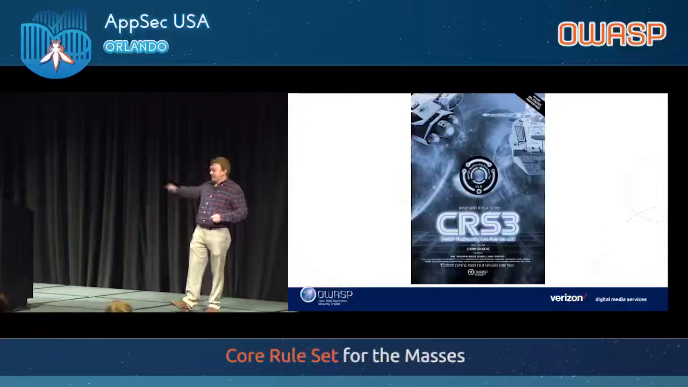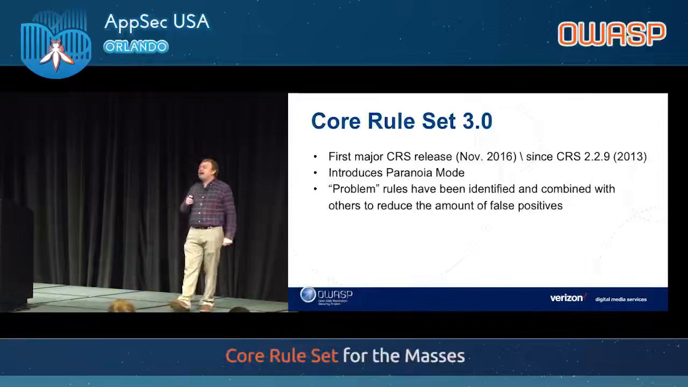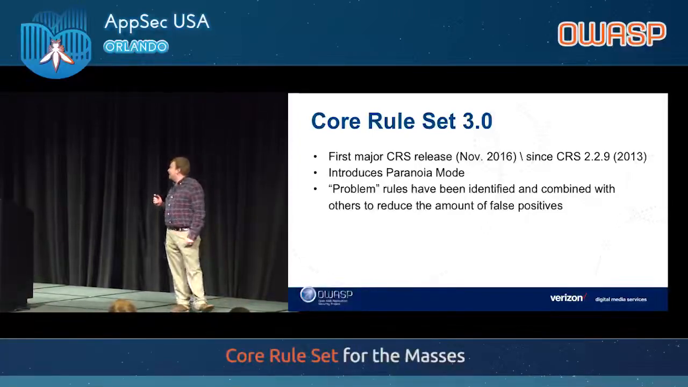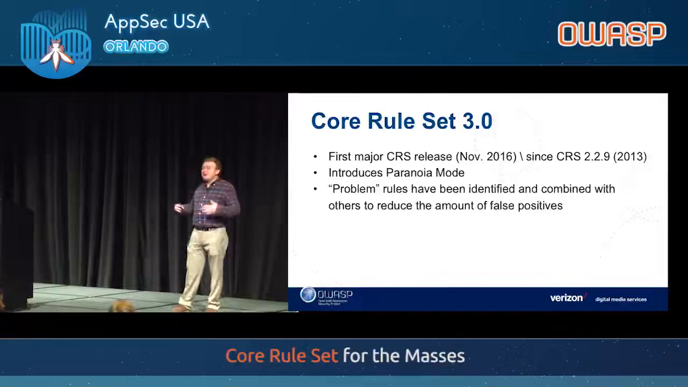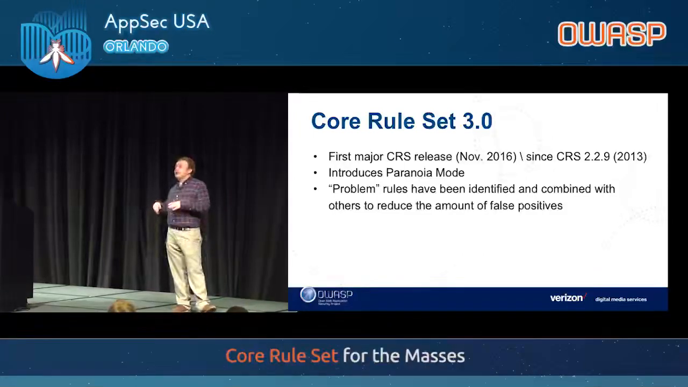On to CRS 3.0. I put this in because it has a movie poster, and a ModSecurity rule set with a movie poster is good in my books. It's the first major CRS release since 2.2.9, which was in 2013, and it includes the paranoia mode, which I will detail more in a second. Lots of what we'll call problem rules have been identified and removed. Some of them have been combined with others. It's a much more concise rule set than it was before, and a lot easier to maintain as well. And the false positive rate is much lower in 3.0 than it was with 2.2.9.